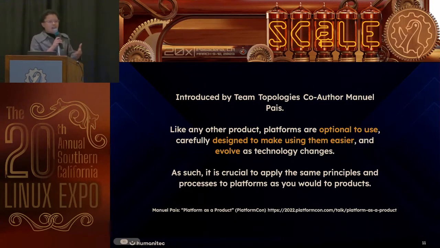We have to think about platforms in a very similar way. Even if you have all of the cool tools in the world, all of the cool functionality, people aren't necessarily going to want to use it if it isn't easier than what they're already doing, or unless you've convinced them that it's actually solving one of their pain points.